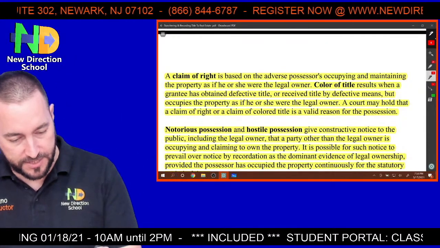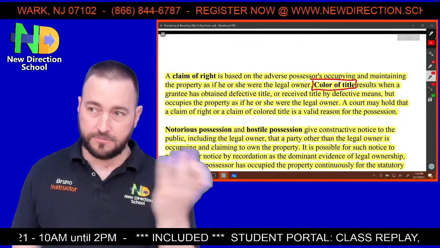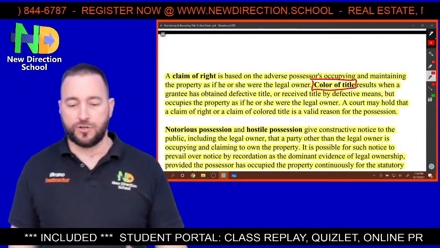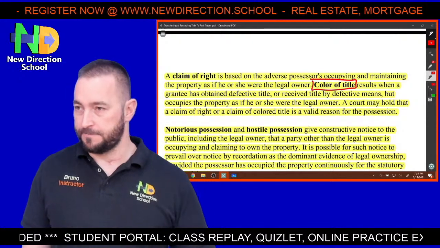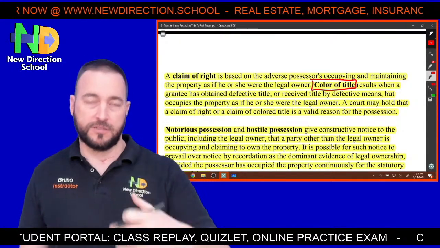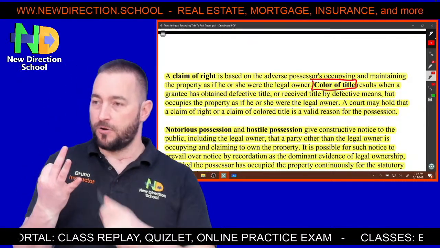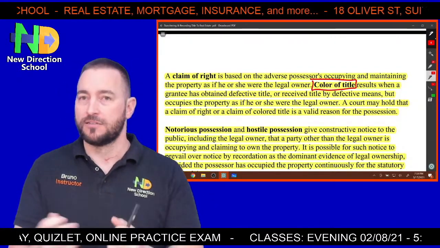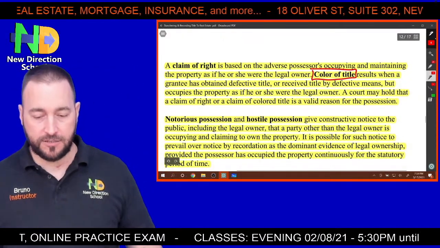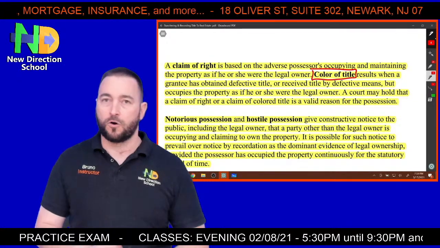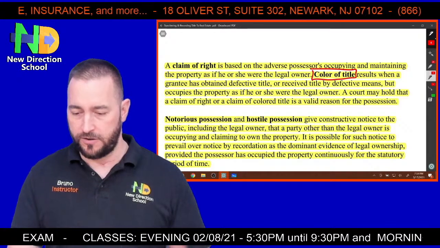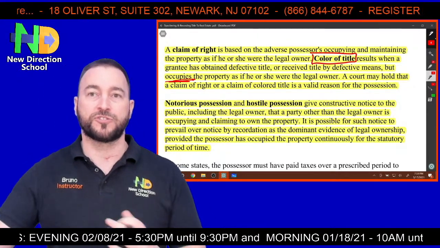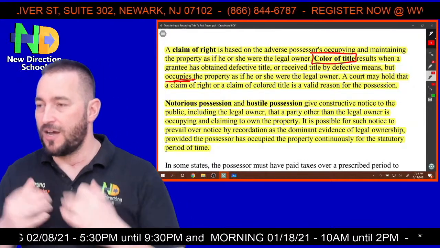The color of title, and I know they have these crazy terms in law, simply means that I sold the property to you, but there was an issue with the title. Just because you correct the title doesn't mean that I lose the ownership. Remember how we started the previous session? We talked about three people that purchased the same property. One purchased first, the other one paid the most, and the third one got the deed to the property. So color of title results when the grantee, the buyer, has obtained a defective title or received a title by defective means, just like in that case earlier, but occupies the property. So if I've lived there, remember number one, lived there for 6 months before it was transferred or sold to somebody else, if I live there, I occupy, I have what's called color of title.